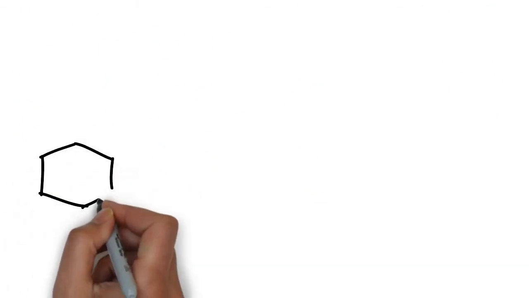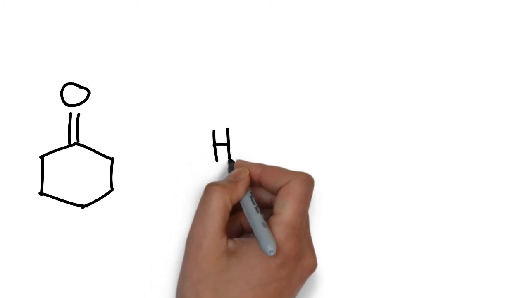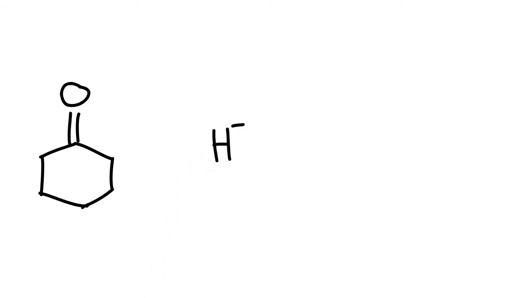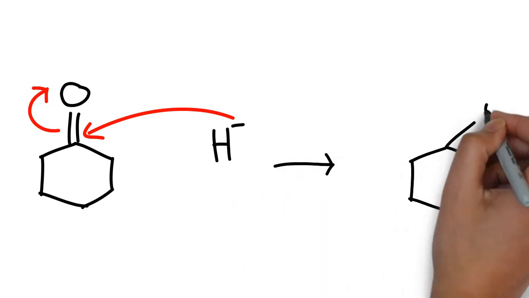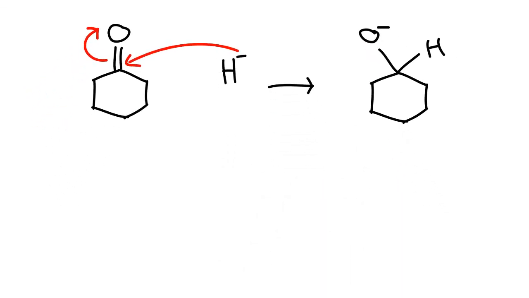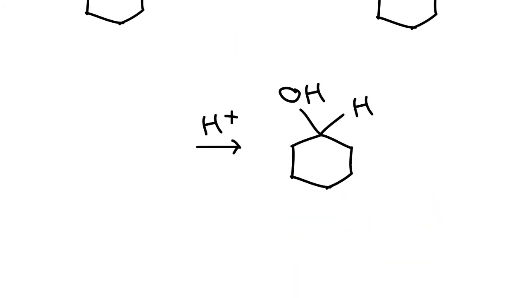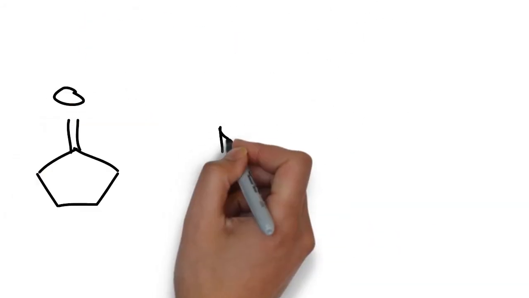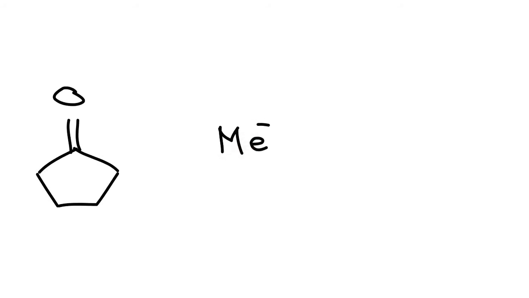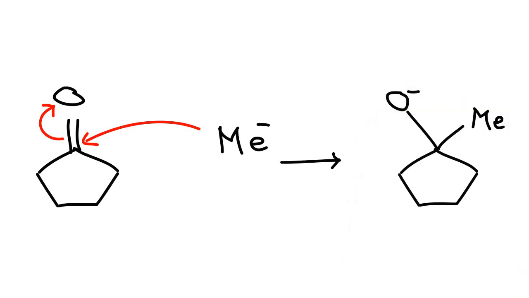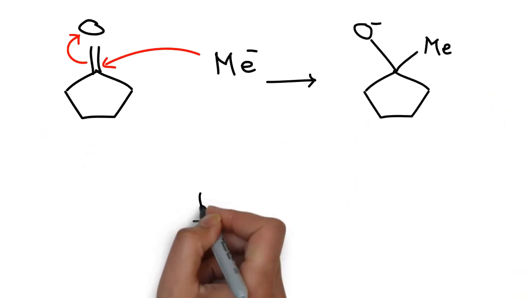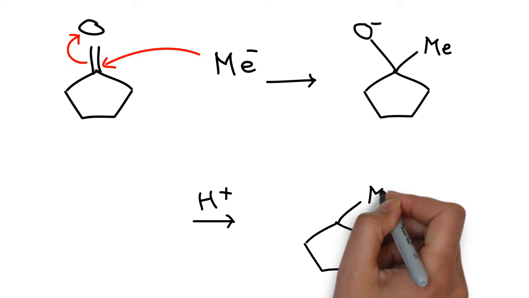Okay, let's consider one or two examples. If we take hydride and add it to cyclohexanone, we will generate an alkoxide irreversibly, and on protonation we will get cyclohexanol. Similarly, if we take cyclopentanone and add a source of methyl minus, then we will get a tertiary alkoxide. On protonation we will get the tertiary alcohol.